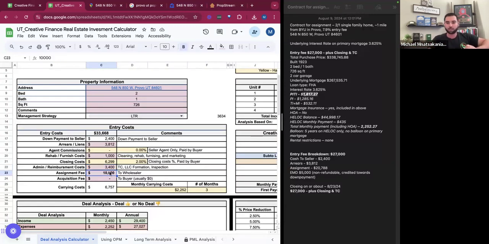Assignment fee, they have 22,000. Man, this thing better cash flow, or $20,788. This thing better cash flow. That's what they're doing. And then carrying costs.